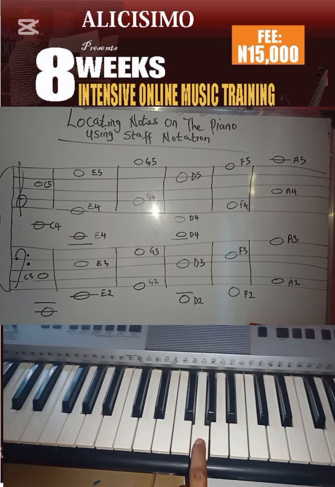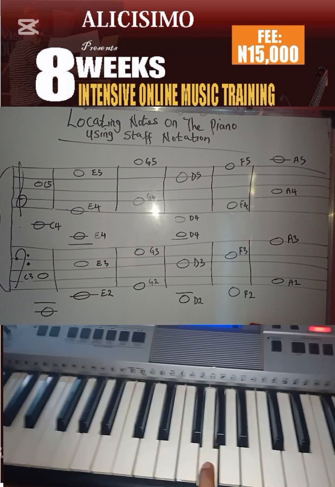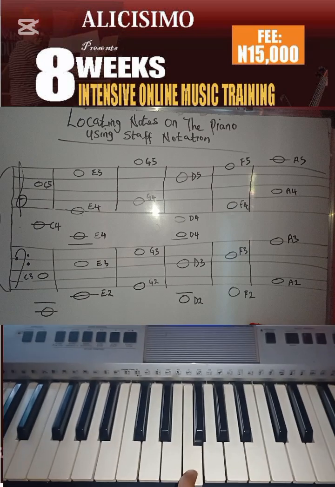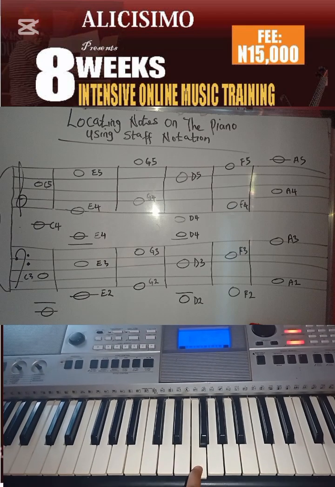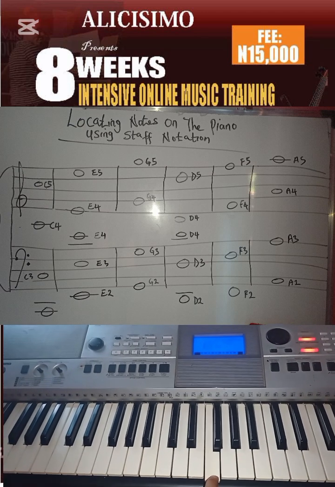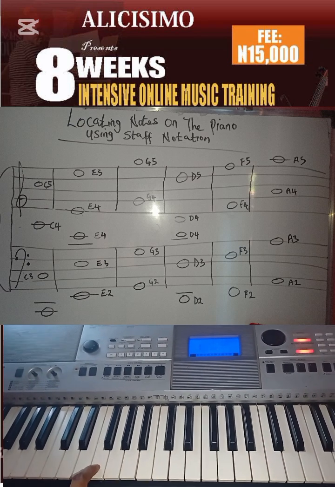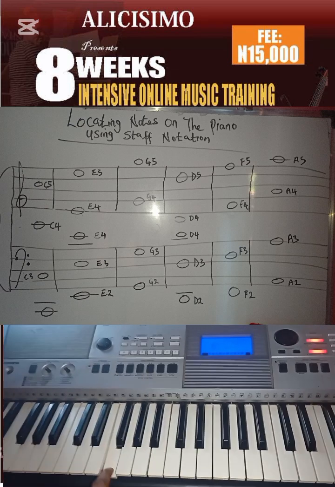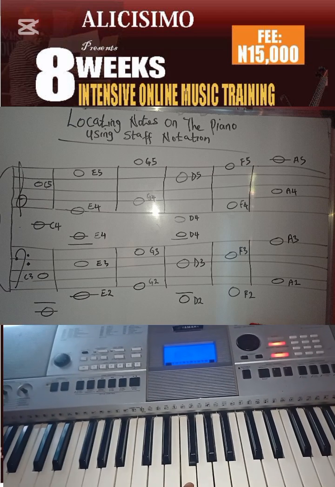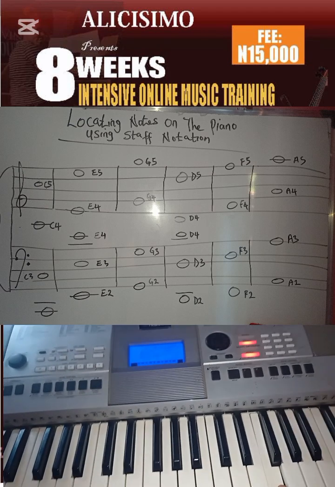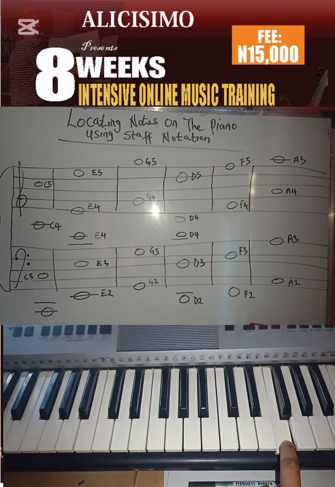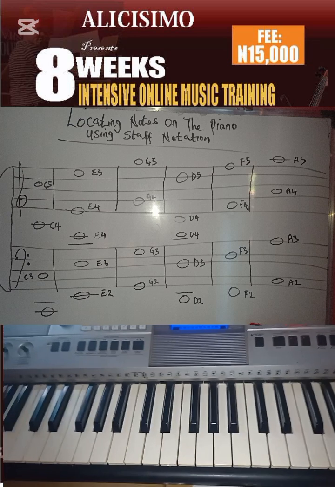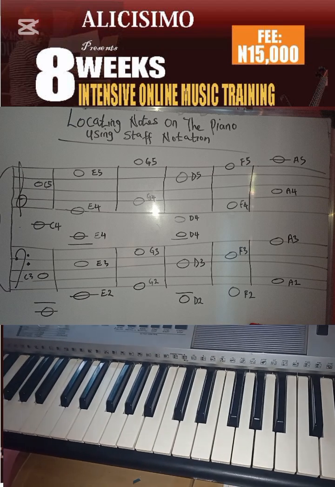Can you see now? And then we have F. F of the first space in treble clef. This is it. And we have the fifth line in bass clef F. This is it on the keyboard. You see now, fifth line, first space in treble clef F. If you carry this one and play here, you are wrong. If you carry and play here, you are wrong. So all these notes have their rightful pitches on the keyboard.